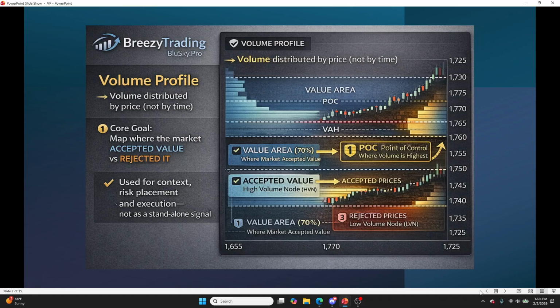Essentially what this is telling you is where value is, where the support is, and where the resistance is. And this isn't a negotiable support and resistance. This is direct from volume and literally what the market is telling you. It's used for context, risk placement, and execution. So it is not a standalone signal, just like everything else within the market.